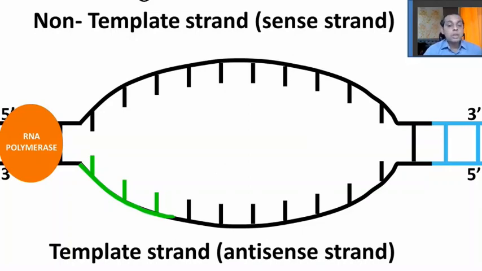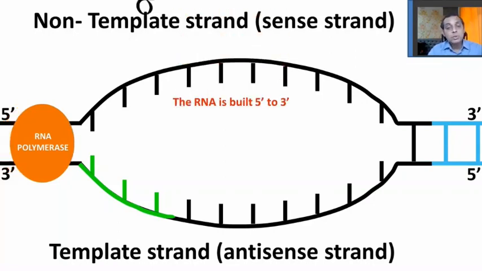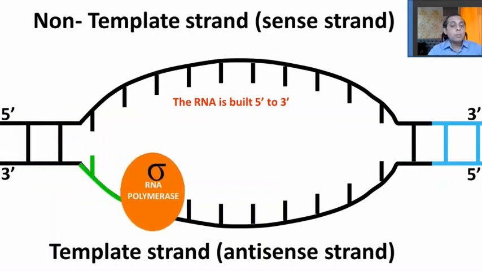And terminator location will be opposite to that. Terminator will be located towards the 3' end of the sense strand and 5' end of the template strand. And RNA polymerase will definitely initiate the process after promoter, right? So first step, initiation is going to start. Remember, RNA is built always from 5' to 3'. So here starts the promotion.